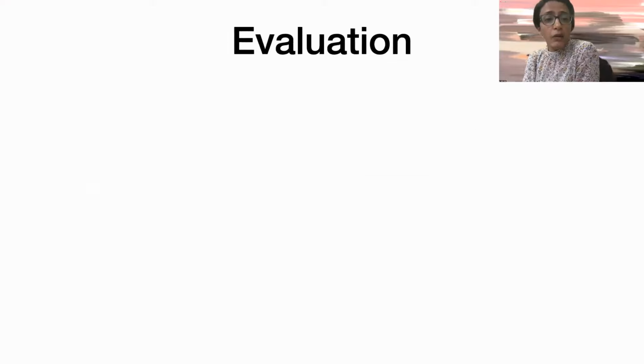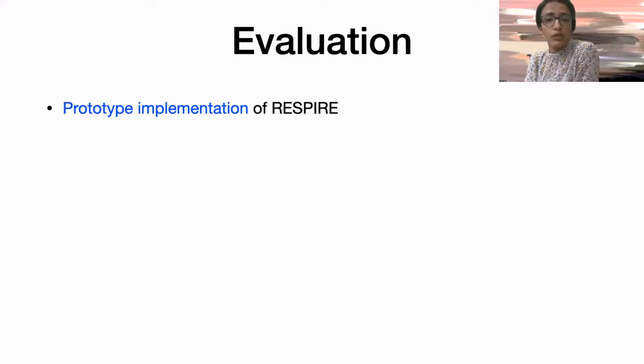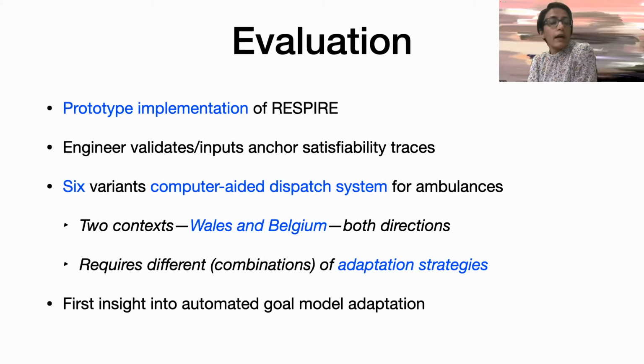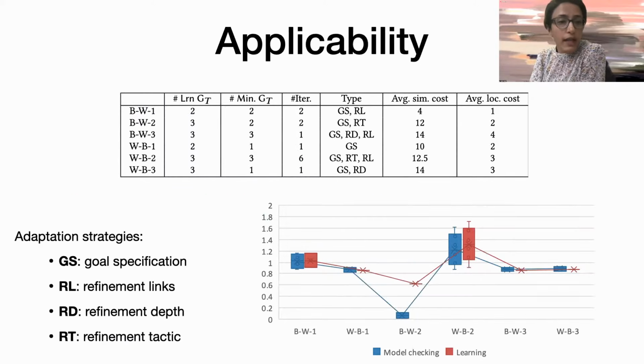So to evaluate RESPIRE experimentally, we built a prototype tool in Python, which builds on third-party modules. The tool keeps the engineer in the loop to validate the anchor satisfiability traces, since these will be allowed by the adapted model. And we've considered 6 variants of a computer-aided dispatch system, focusing on 2 contexts and adaptations in both directions. And what our results have shown is that in all cases, RESPIRE was able to compute similar and local adaptations, with only a subset of the goals needing adaptation.